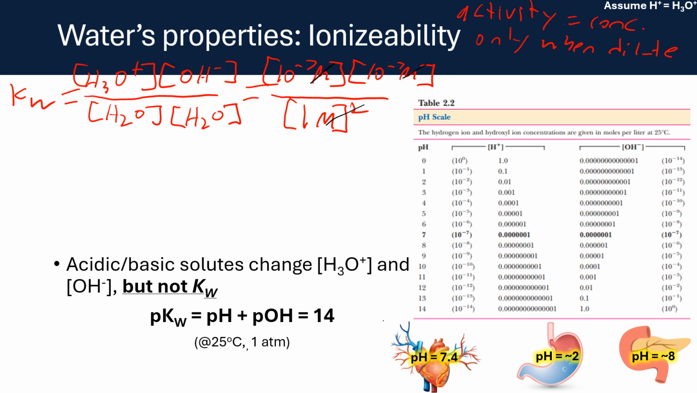All right? So we're going to simply multiply 10 to the negative 7 by 10 to the negative 7, and we're going to equate that to 10 to the minus 14. That is the answer. That is the Kw of water, or its equilibrium expression.